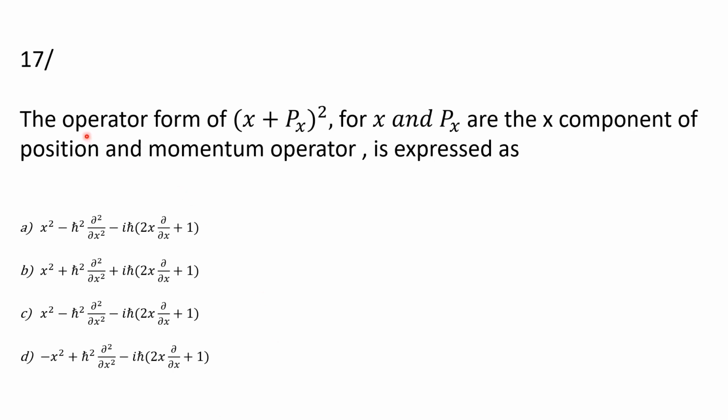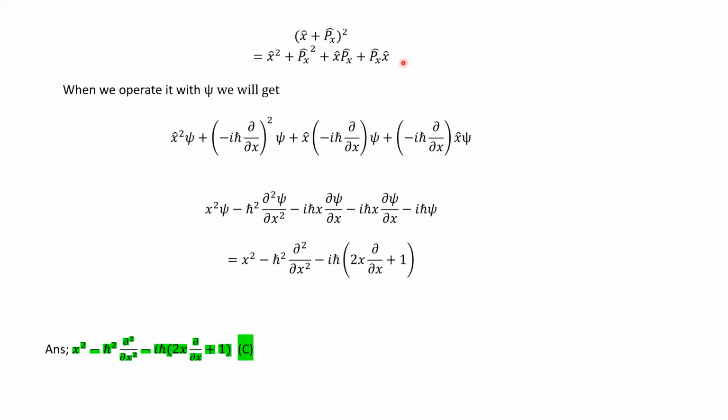The operator form of x plus px square, for x and px are the x component of position and the momentum operator is expressed as h. So here the x and the px are the operators. So let's see what will be its answer. When we operate it on the wave function psi and solve it, we find that the value comes out to be x square minus h cut square del square by del x square minus i h cut 2x del by del x plus 1. So here option C is the correct answer.